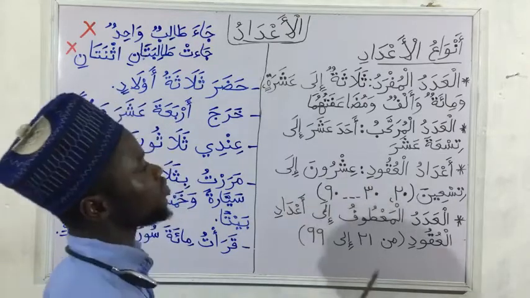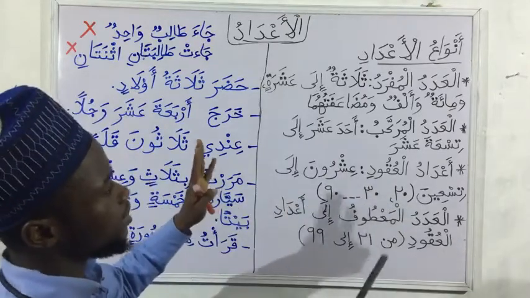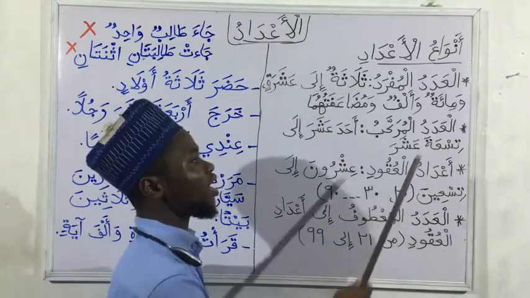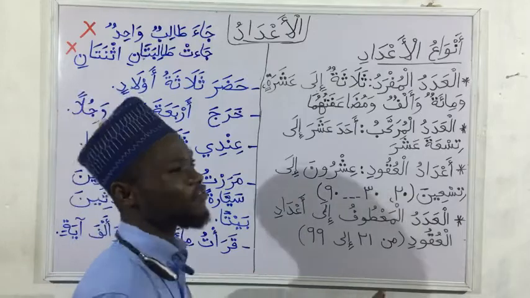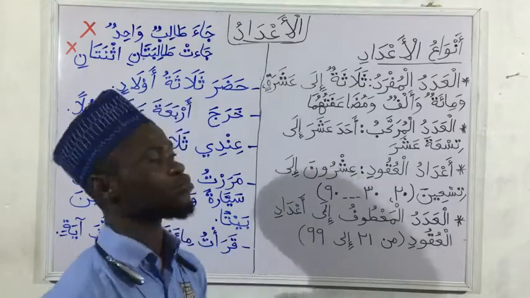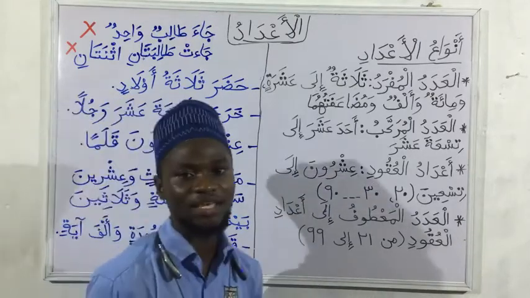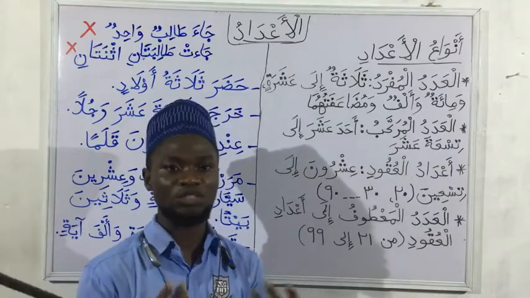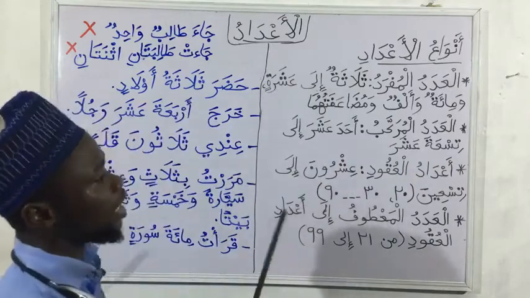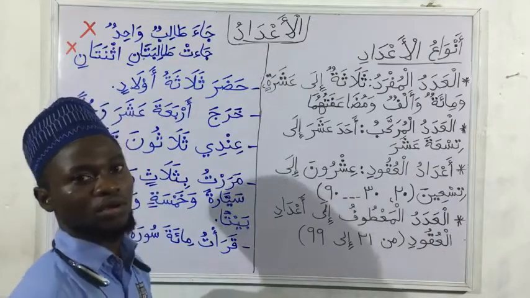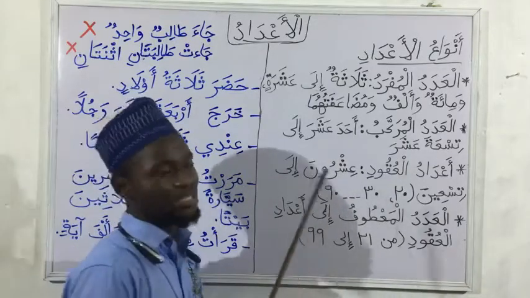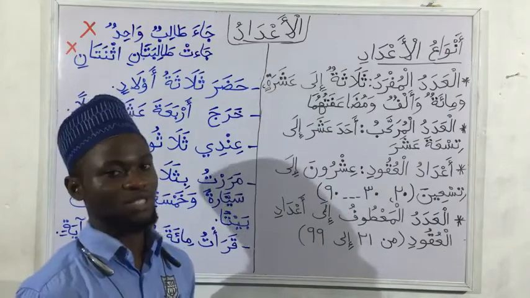Alfun, one word. So like that. Then the second type, al-adadul murakkab: adad that are formed from what? From 2 words. That is when you take 2 individual words and join them together. This kind of murakkab is called murakkab masjiyu. Al-murakkab al-masjiyu. That is the kind of murakkab that we have here.